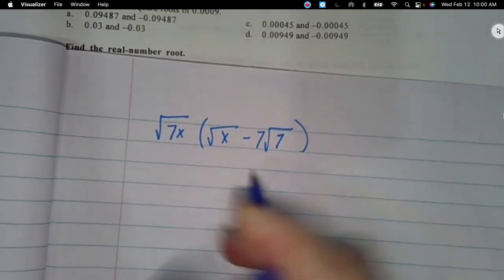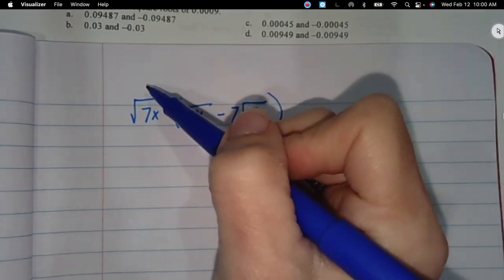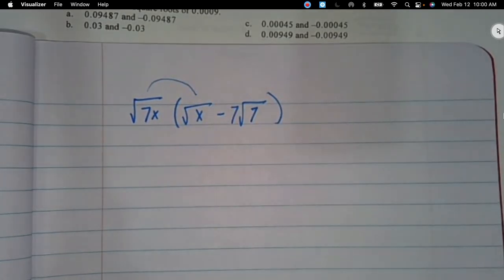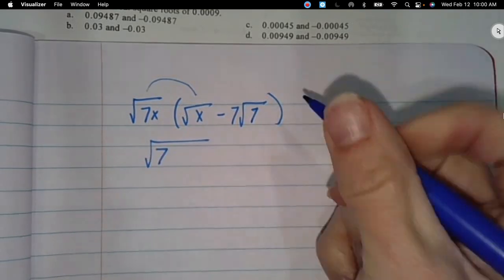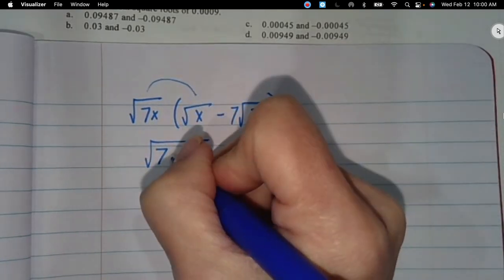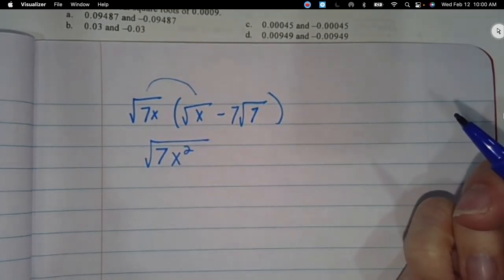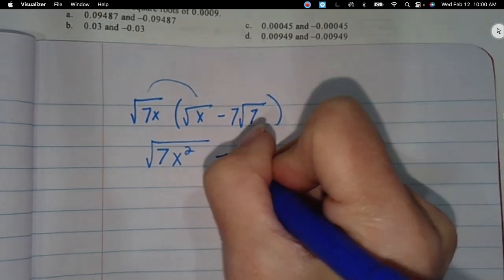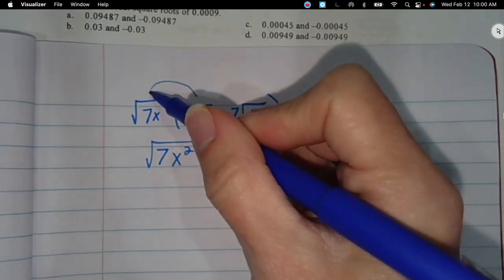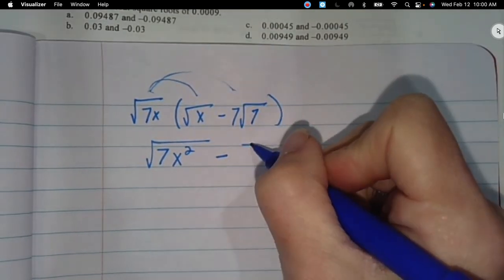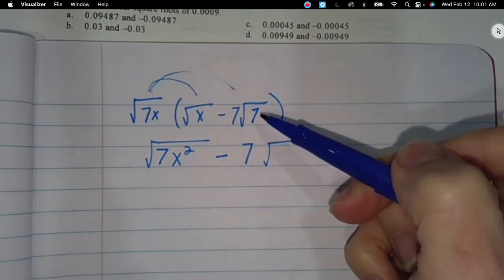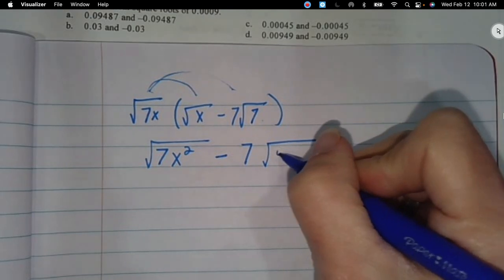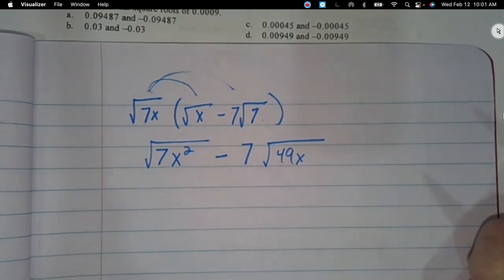So I'm going to distribute the square root times the square root. So I'm just going to multiply those things together. So I have 7 and what else? X to the 2. X squared. Now, this 7 is on the outside, so it stays on the outside. And then this one, what's 7x times 7? 49x. Now let's see if we can simplify.